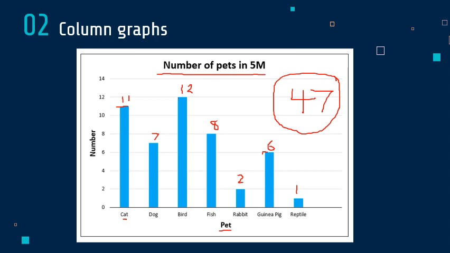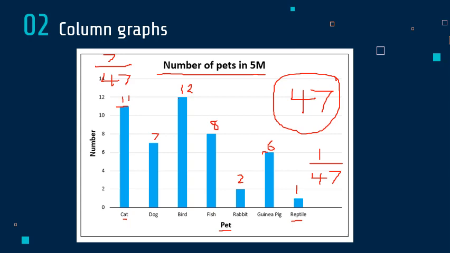So here I can say that reptiles represented 1/47th of all pets in 5M, or dogs represented 7/47ths of all pets in 5M. Or I could divide 7 by 47 and times it by 100 to get a percentage. I'm not going to do that right now.